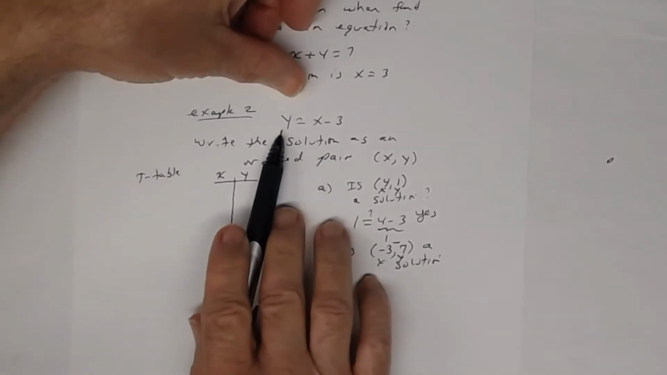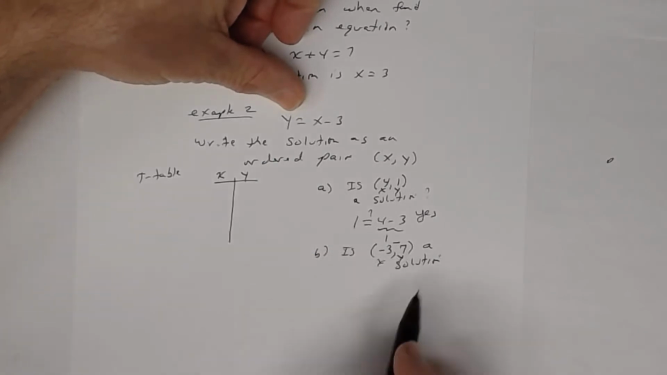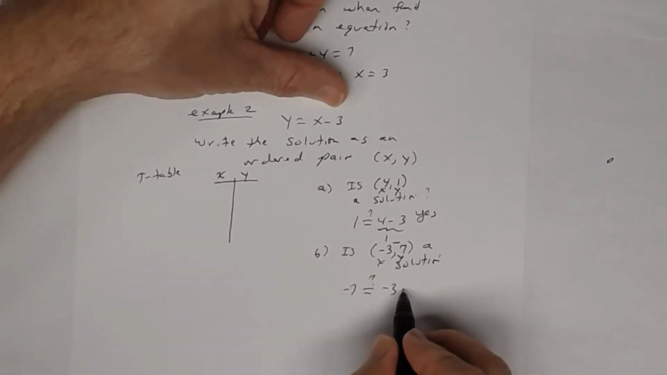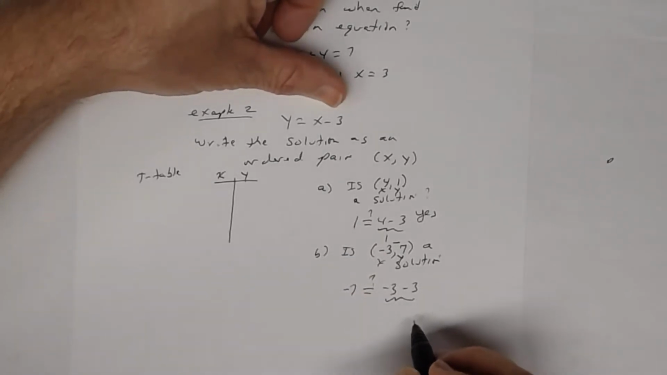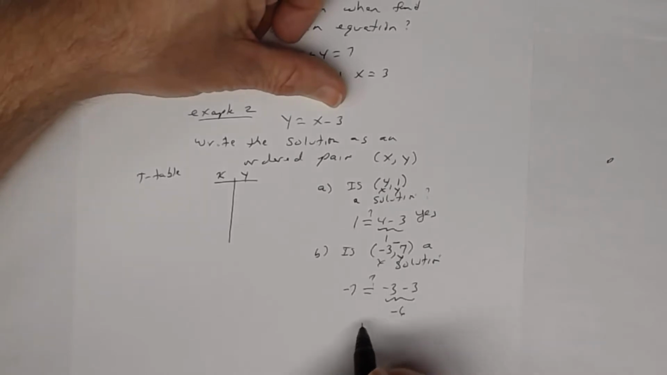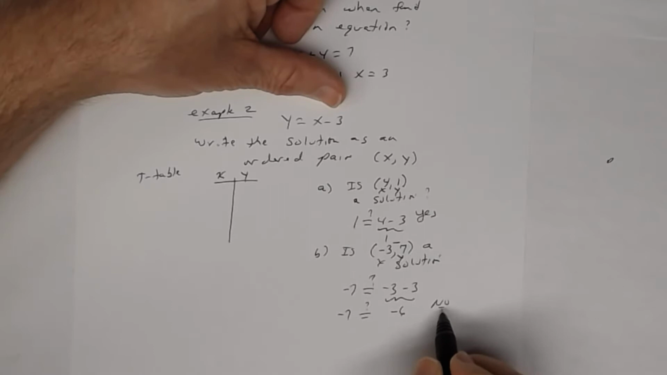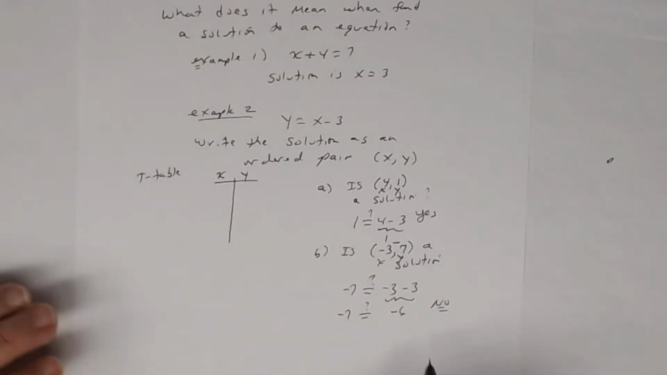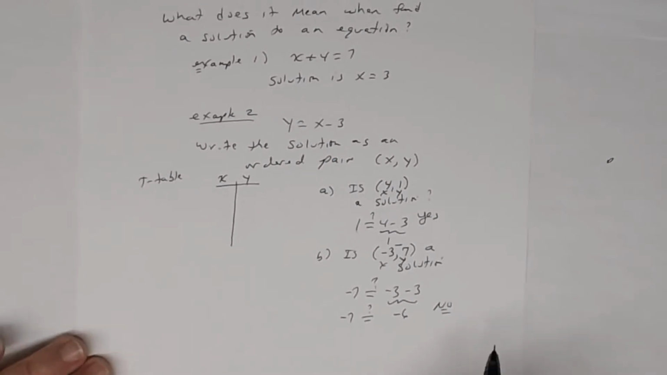Okay, so y, which is negative 7, you want to see if that's going to equal x, which is negative 3, minus 3. Well, what's a negative 3 and a negative 3? Well, that's a negative 6. So is a negative 7 equal to a negative 6? And the answer is no. So is this point a solution to this equation? The answer is no. Okay? And that's what you do.